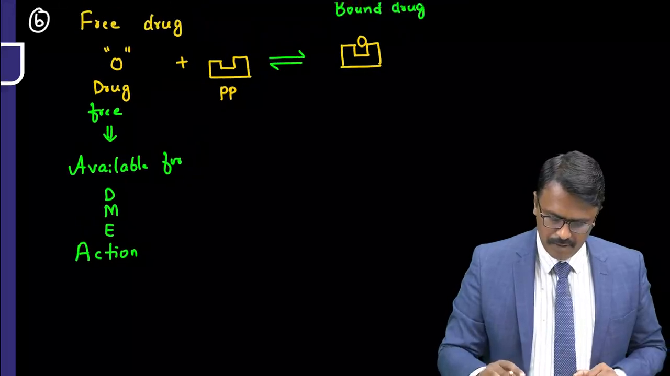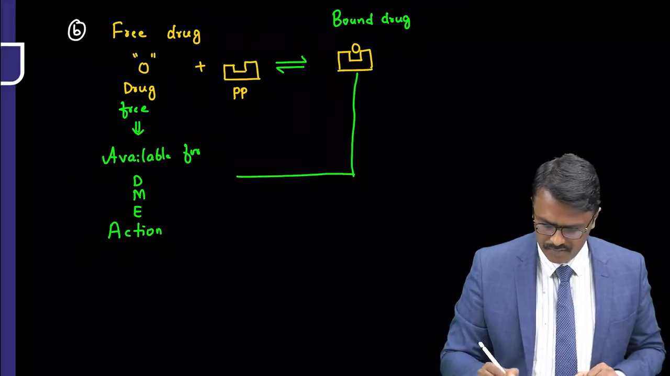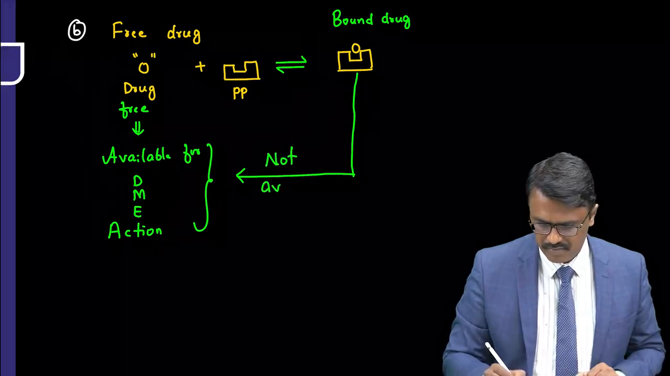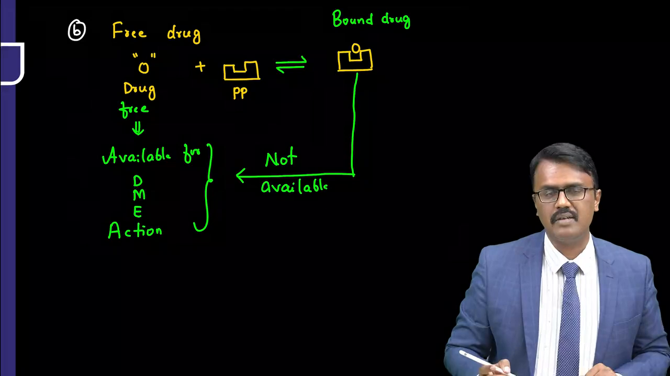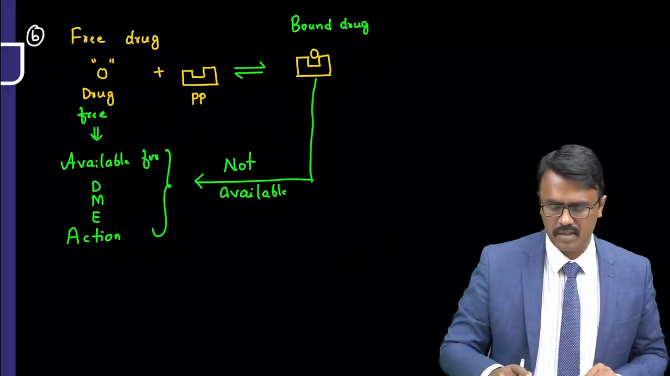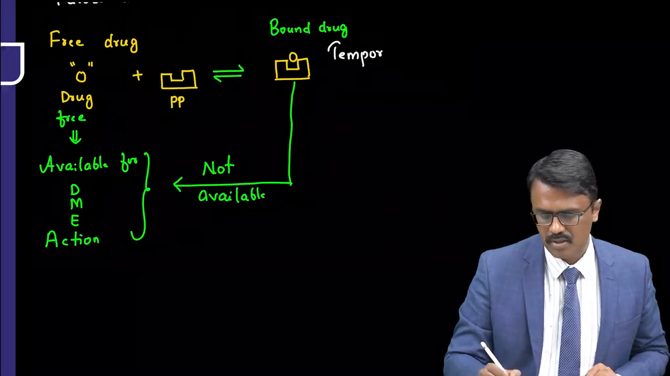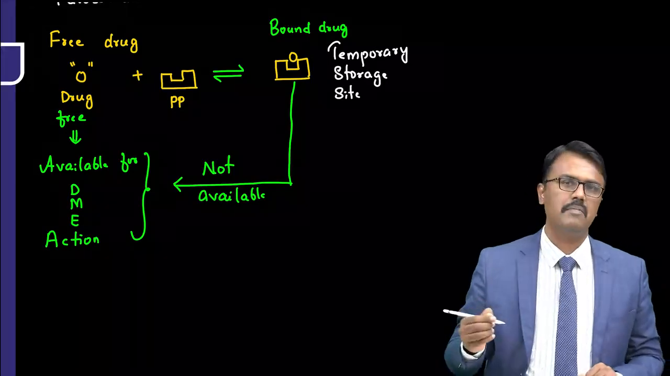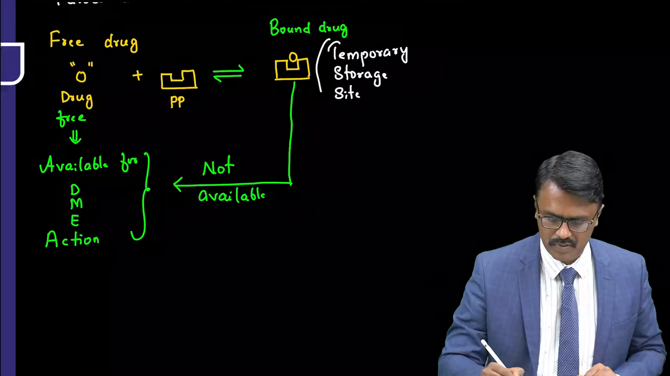So what about bound drug? The bound drug is not available for any of this. So only if it releases the free drug, then only it is available. So bound drug is like a temporary storage site for the drug. It's like your bank where you keep the money. Like that, it's a storage site.